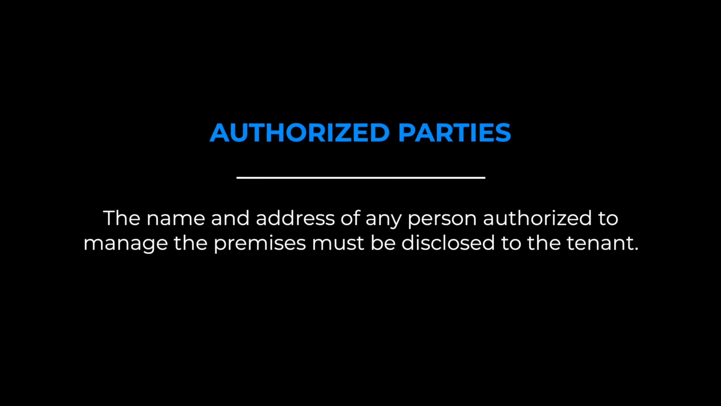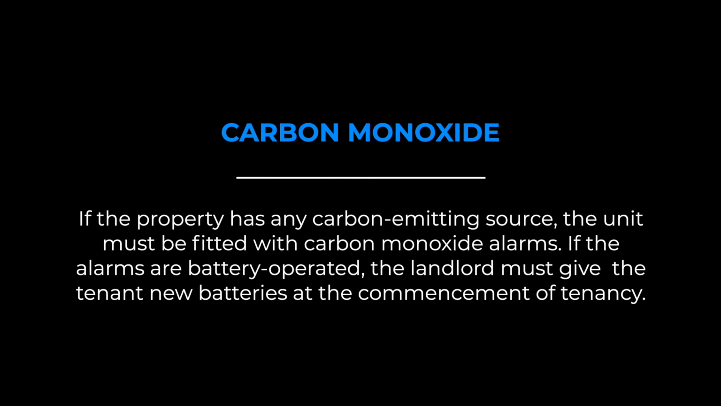Next, let's go over Oregon's required disclosures. In Oregon, the following disclosures must be included as part of the rental agreement. Authorized parties. The name and address of any person authorized to manage the premises must be disclosed to the tenant. Carbon monoxide. If the property has any carbon-emitting source, the unit must be fitted with carbon monoxide alarms. If the alarms are battery-operated, the landlord must give the tenant new batteries at the commencement of tenancy.